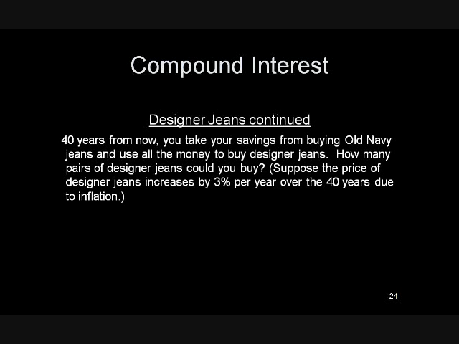Follow-up question. Let's suppose that 40 years from now, you take all your savings from buying Old Navy jeans and you use the money to buy designer jeans. How many pairs of designer jeans could you buy? And we'll throw in a little wrinkle. Let's suppose that the price of designer jeans has increased 3% per year over the 40 years due to inflation. So the price of designer jeans has increased somewhat. We're going to try to figure out how many pairs of designer jeans you could buy with all your savings from buying Old Navy jeans after 40 years. So again, pause the video and try to work through this on your own.